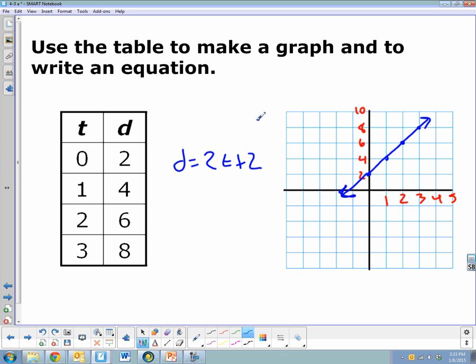Okay, try the practice problems. Again, if you didn't get those equations right when you tried it, click on the link and go see the explanation.